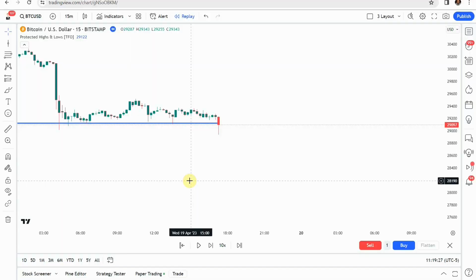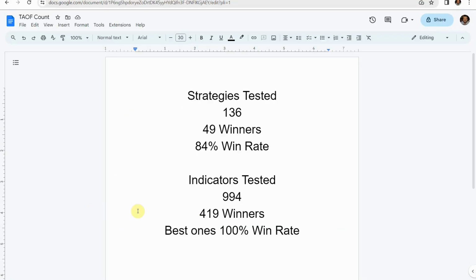Alright, as I said, today we will be testing a 15-minute crypto trading strategy. Before we do though, I wanted to put the testing scoreboard up for everyone to see. So to date, we have tested a total of 136 different strategies, with 49 of them being winners. The best one so far was able to achieve an 84% win rate. That is the Academy of Forex strategy with the Z-score probability indicator.